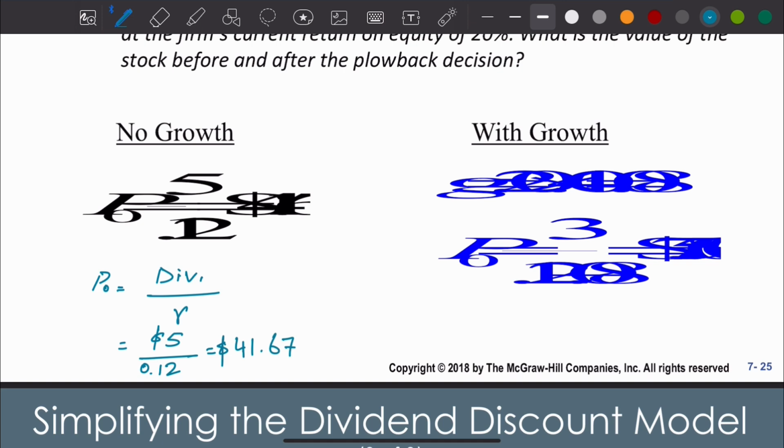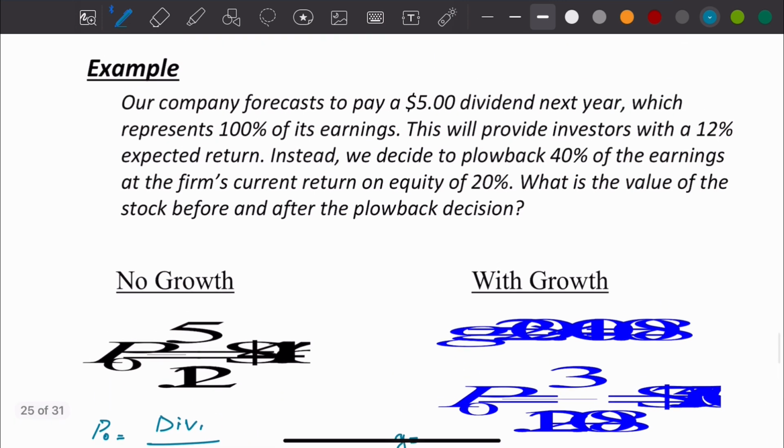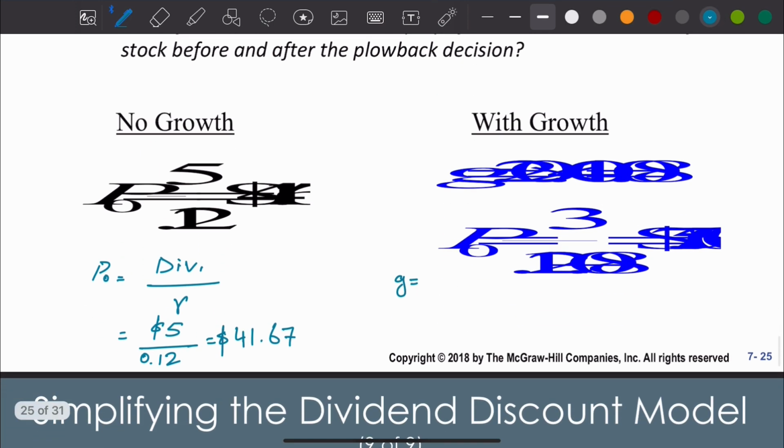The other scenario, we're going to plow back 40% of the earnings into the business. So we need to first calculate G, which is the growth rate, which is going to be the plowback ratio multiplied by the return on equity. The plowback ratio is 40%, and the return on equity is 20%. Okay, so G is going to be 20% multiplied by 40%. 0.2 multiplied by 0.4, that's 8%.